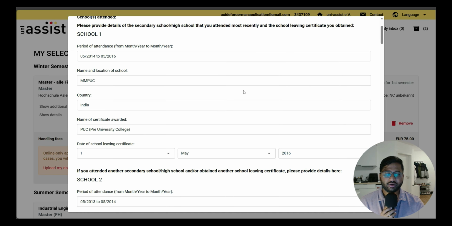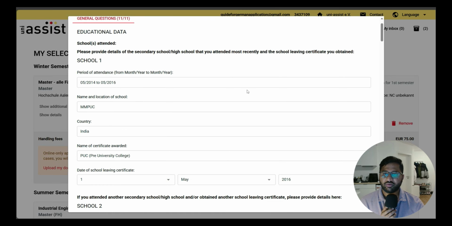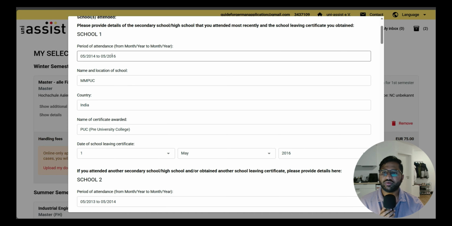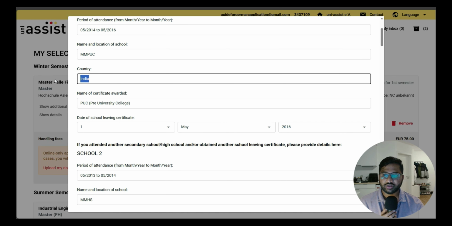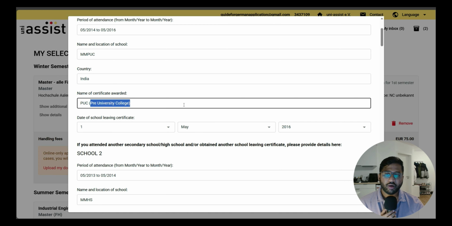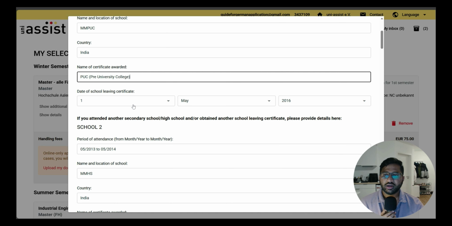First you have to fill in your secondary school leaving certificate, which will be your schools. So at school 1, please fill in the highest schooling that you have done, which will be your PUC or 12th standard, which you did from 2014 to 2016, 2 years. I studied in Marimalapaz Pre-University College, and the country is India, and the name of the certificate awarded was Pre-University College, which is PUC. For some other states it would be mentioned as 12th standard. If that is the case, then please mention 12th standard, and the date of leaving certificate is 1st May 2016.